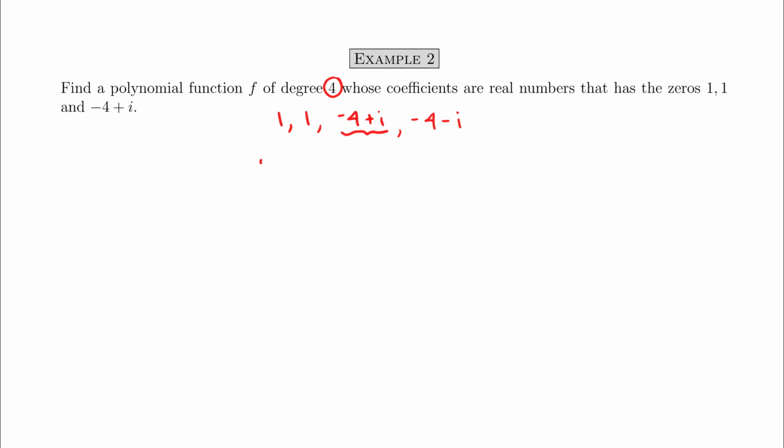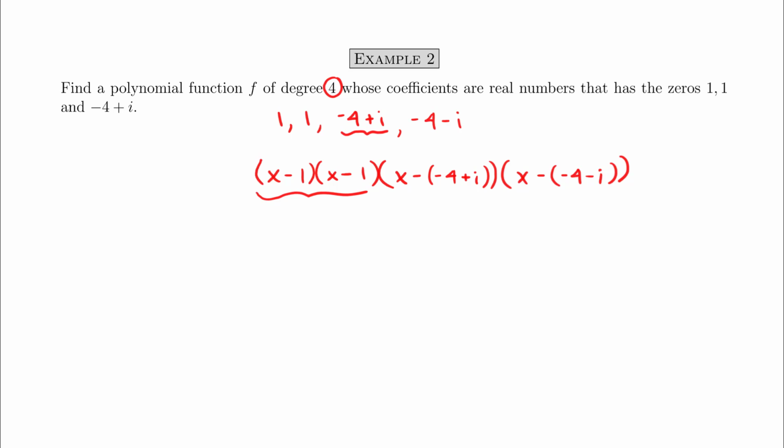So now if I take all of these and write them as factors, I have x minus 1 times x minus 1 times x minus negative 4 plus i, and then I have x minus negative 4 minus i. So there is the factored form using each one of the zeros that we were given and the one that we had to find. And now we're going to go ahead and multiply these out and come up with the polynomial.